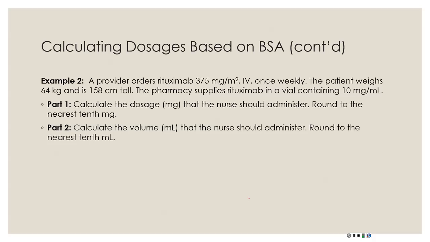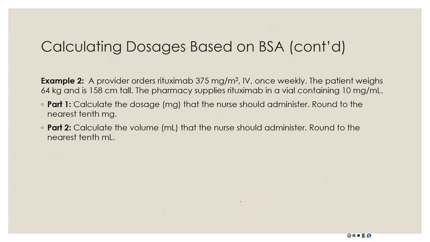So a provider orders rituximab 375 milligrams per meter squared IV once weekly. The patient weighs 64 kilograms and is 158 centimeters tall. The pharmacy supplies rituximab in a vial containing 10 milligrams per milliliter. Calculate the dosage in milligrams that the nurse should administer and round to the nearest 10th milligram. Let's just focus on step 1 right now.